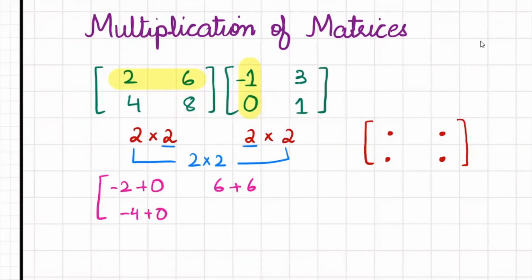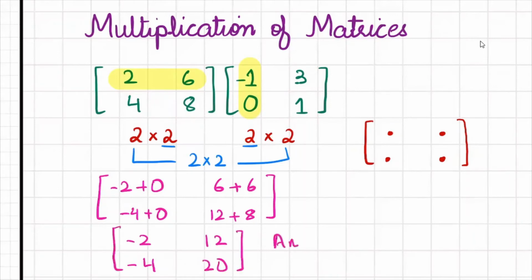All right, the last one now. So last row, last column, 4 by 3 gives me a 12. And 8 by 1 gives me a plus 8. So there you go. Okay, let's simplify this. My answer will be minus 2, minus 4, 12, and 20. So this is my final answer.